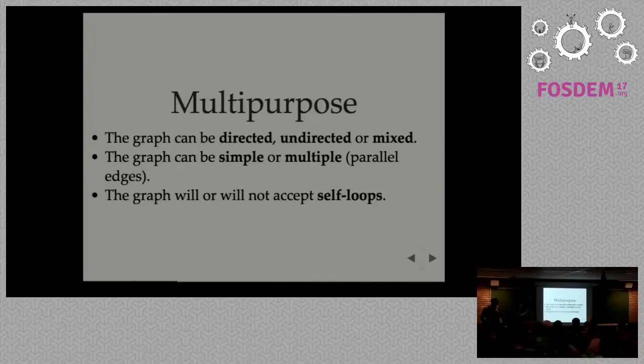And the graph can be simple, so A to B is only once, or you can have a multiple graph, which is A to B plus A to B plus A to B, we don't care. And the graph will or will not accept self-loops. We don't have an opinion on this. We let the user decide.